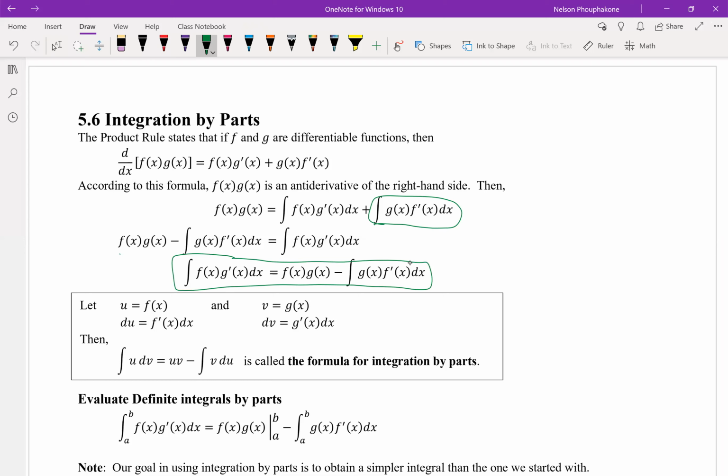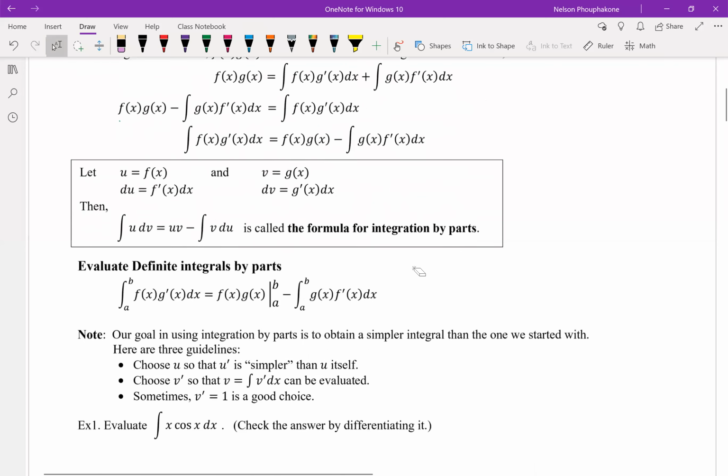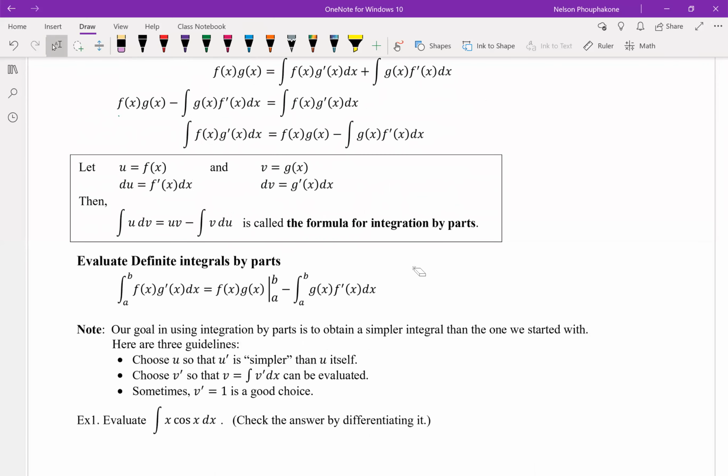Now you will see that the last section, when we talked about substitution, is related to composite functions. This section is related to the product rule. Let's see how we actually use integration by parts to work out a problem. If we let u equal f of x and dv is g prime of x dx, then basically this is u and this is dv.